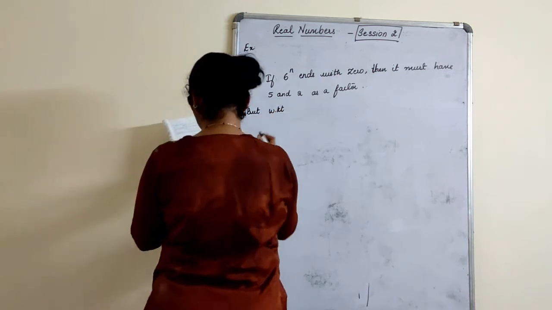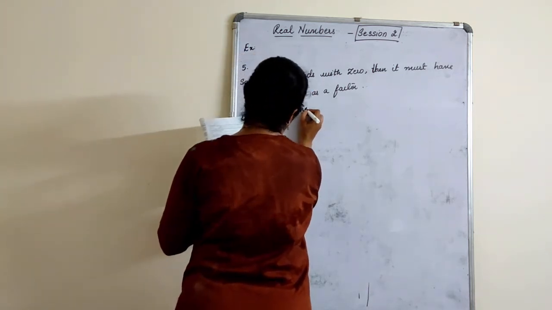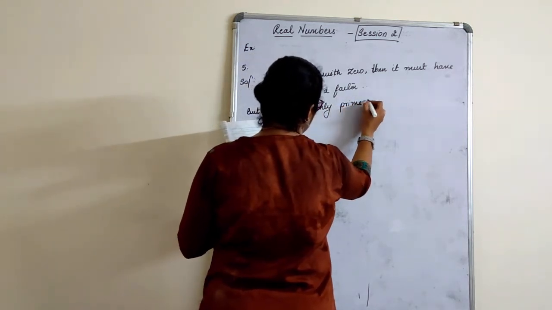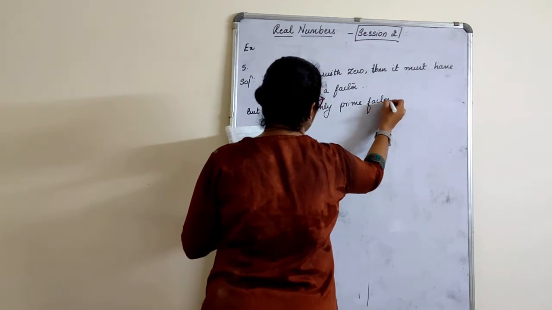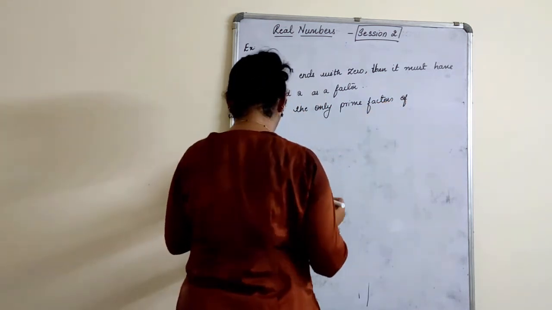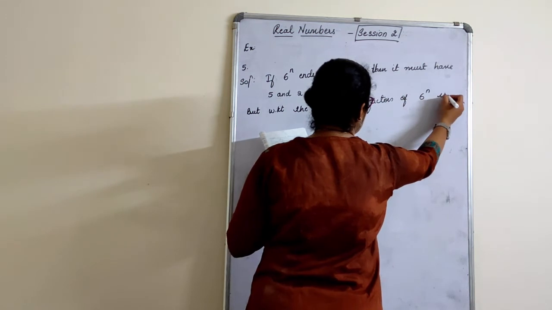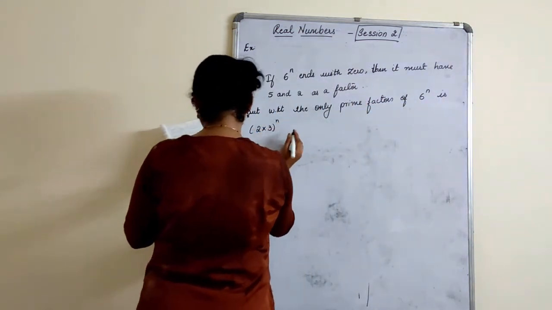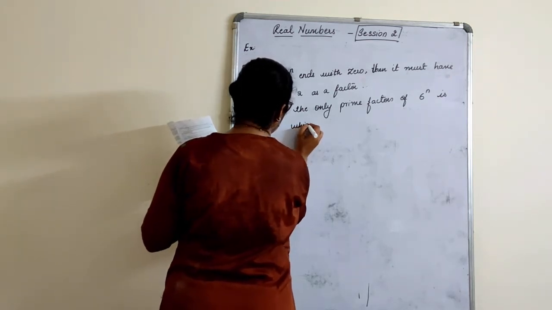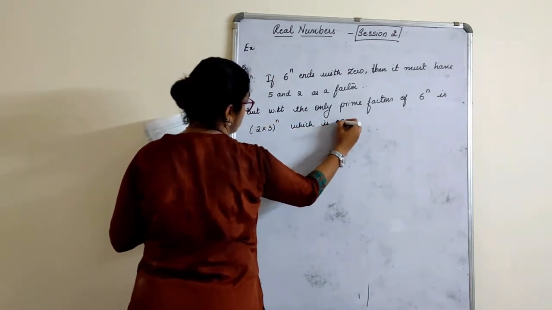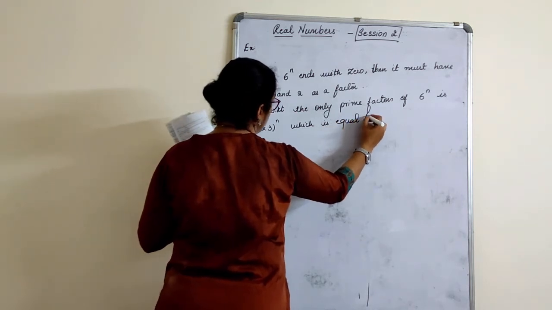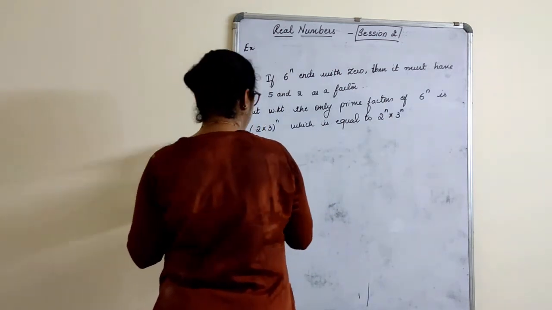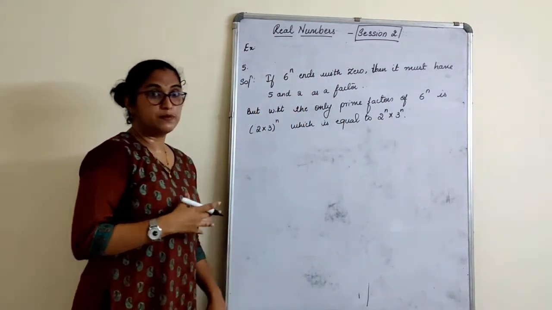But we know that the only prime factors of 6 raised to n, what are the factors of 6? 2 into 3 raised to n, which is equal to 2 raised to n into 3 raised to n. This is a common step you write.